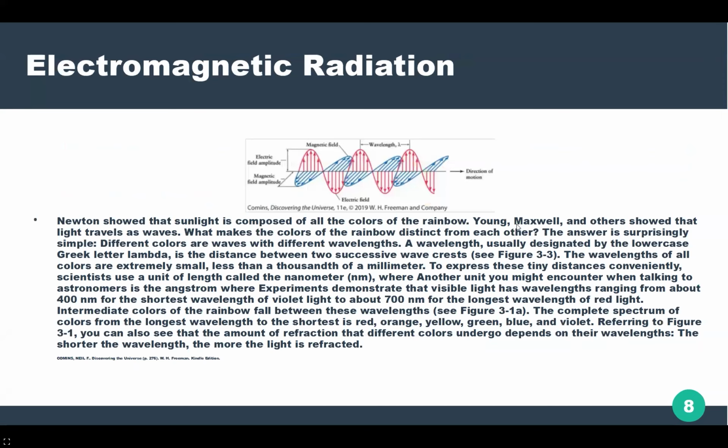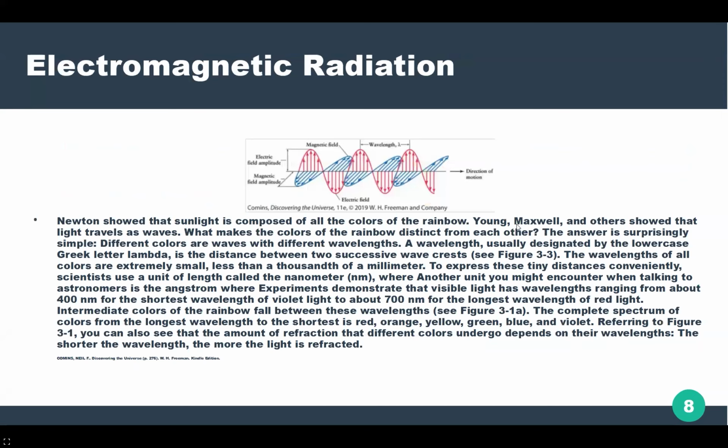To express these tiny distances conveniently, scientists use a unit of length called a nanometer. Another unit you might encounter when talking to astronomers is the angstrom, which is 10 to the negative 10th meters. A nanometer is 10 to the negative 9 meters. Experiments demonstrate that visible light has wavelengths ranging from about 400 nanometers for the shortest wavelengths of violet light to about 700 nanometers for the longest wavelengths of red light. Intermediate colors of the rainbow fall between these two wavelengths.